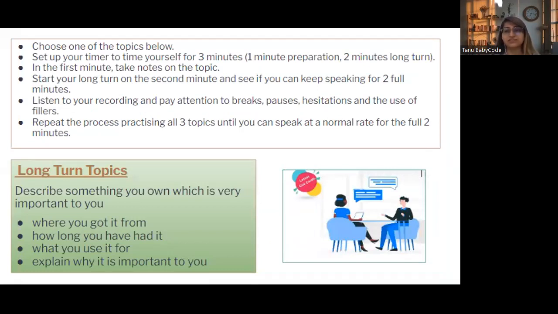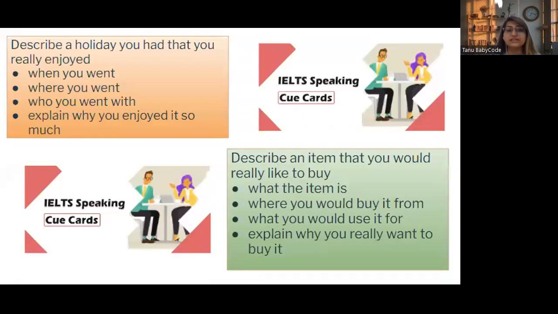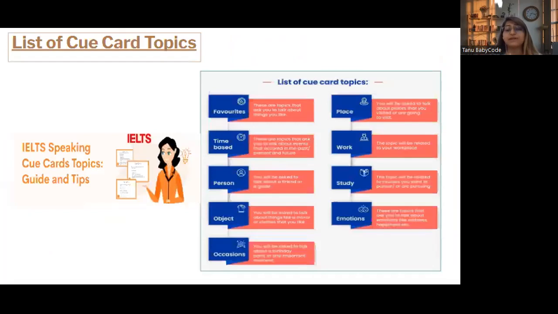You can practice these three cue card topics which I have listed. The first one is describe something you own which is very important to you, which I have explained also. Second is describe a holiday that you really enjoyed. Third is describe an item that you would really like to buy. So you can practice all these three, plus practice on the BabyCode application because it gives you the exact exam format.